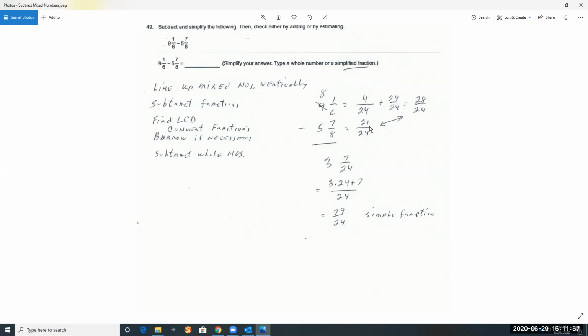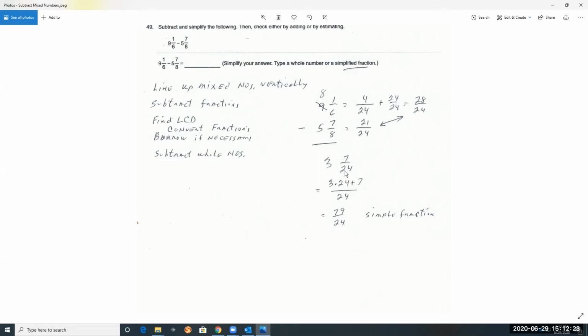And now we're able to subtract the fractions by subtracting the numerators, keeping the denominators. That gives me 7/24. Finally, we subtract the whole numbers, 5 from 8, which is 3. So we have a mixed number answer, but we always look at the directions of how we write answers. We want either a whole number or a simplified fraction.